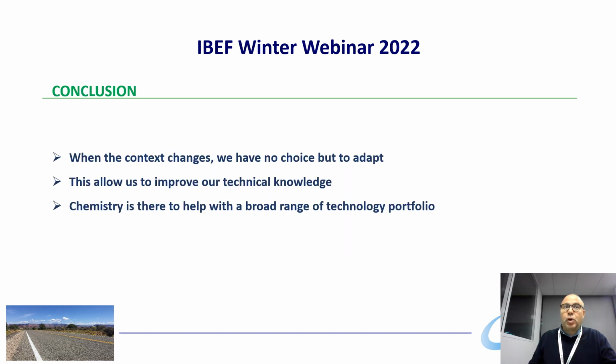In conclusion, when the context changes, we have no choice but to adapt. This allows us to improve our technical knowledge. Chemistry is there to help with a broad range of technology portfolio.